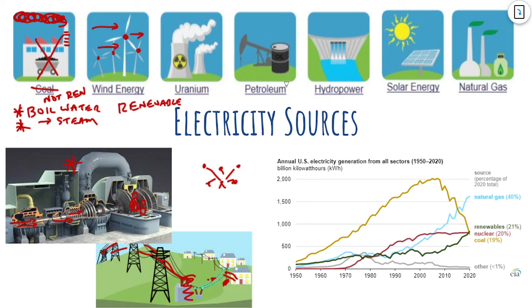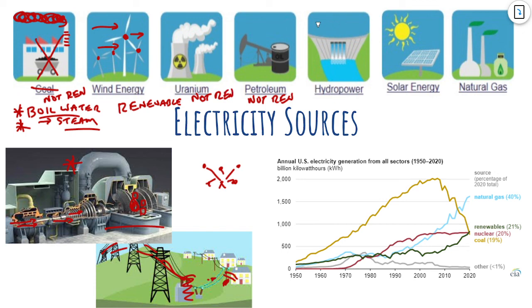Right here is petroleum. We can pump oil up out of the ground. We can burn it. We can boil water. We can make steam. We can turn a turbine. Okay, so that's kind of the same old thing. Again, not renewable. Uranium, not renewable.